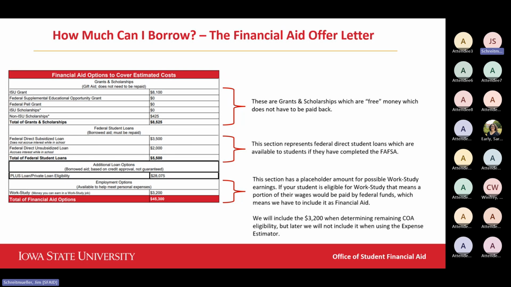If they had a work study position on campus, they would just get paid like any other job on campus. But we do have to include it on the aid offer because part of their wages are paid by federal funds, which means we have to include it as financial aid. So when determining the remaining cost of attendance eligibility, we have to count it against it, but we won't include it when we are using the expense estimator. Hopefully it makes a bit more sense on this next screen. We'll take a look at everything.